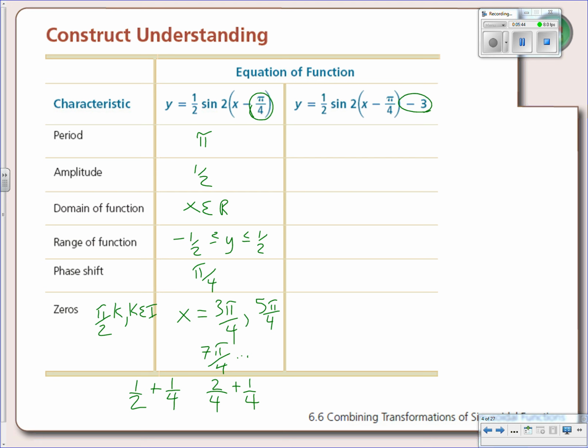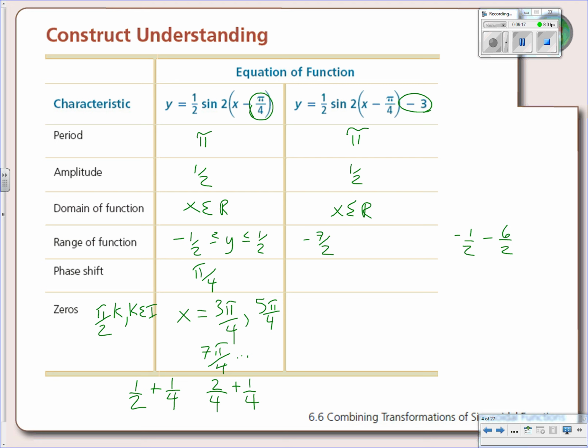Range, though. Now, this range from before, this negative 1/2 to 1/2, now goes down 3. What's 3 less than negative 1/2? Over on scrap paper, what's negative 1/2 subtract 3? Negative 1/2 subtract 6/2? That is negative 7/2. Y must be greater than or equal to that. And what's 1/2 take away 3? Well, that's negative 5/2. The phase shift is still pi over 4.